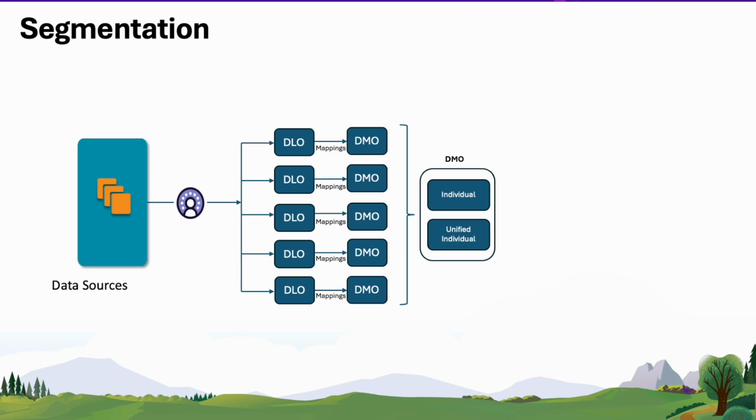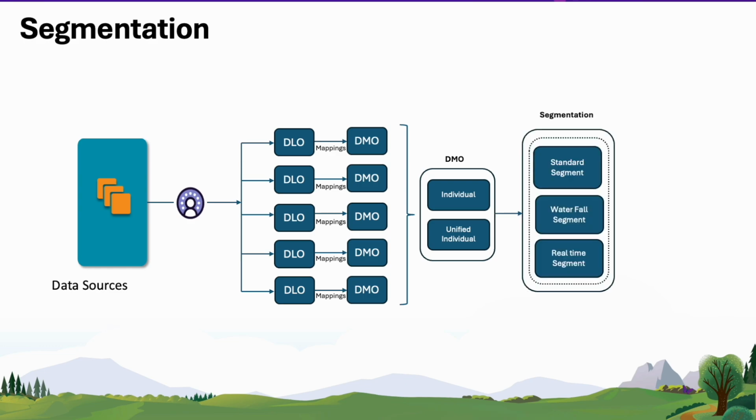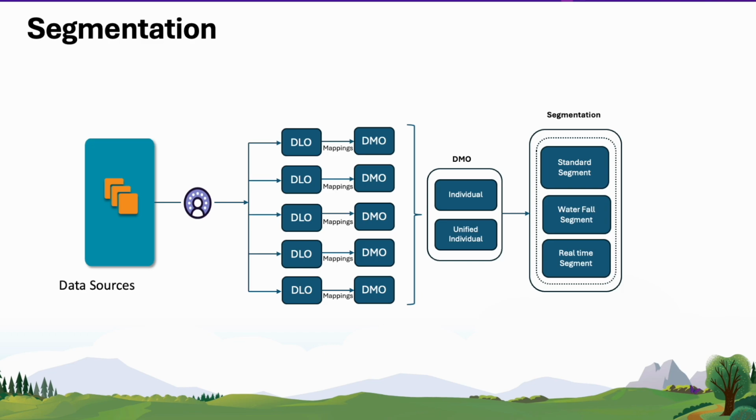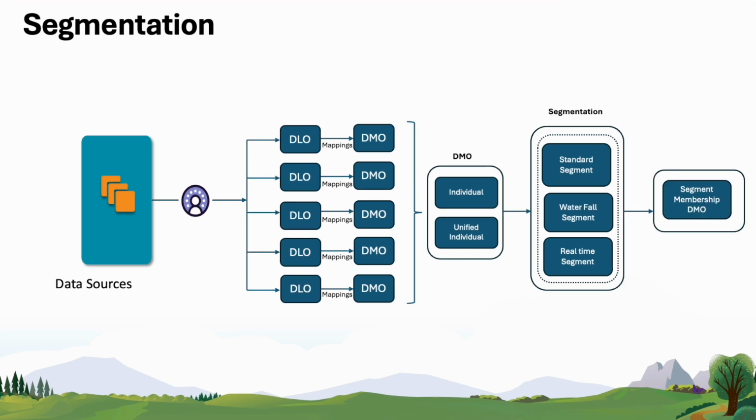We can create segments on top of profile data model objects like Individual or Unified Individual. And also, we will be able to create various types of segments like standard segment, waterfall segment, or real-time segment. Each of these segments can be used in various scenarios. For example, if we have real-time data which is coming in milliseconds and we want to create a segment on top of it, we will be able to use a real-time segment. Once a segment is published, the data will be written to the segment membership DMO in Data Cloud.